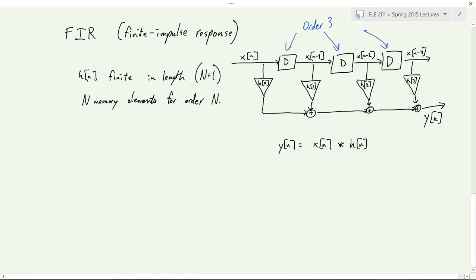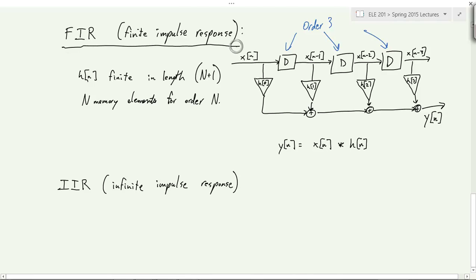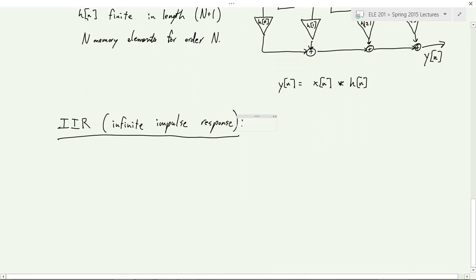Okay, now let's talk about how you do an infinite impulse response. Are we going to be able to do that with finite memory? What do you think? Is it implementable to do an infinite impulse response? Well, some of them are. Here's an example of a way to get an infinite impulse response that's fairly simple.